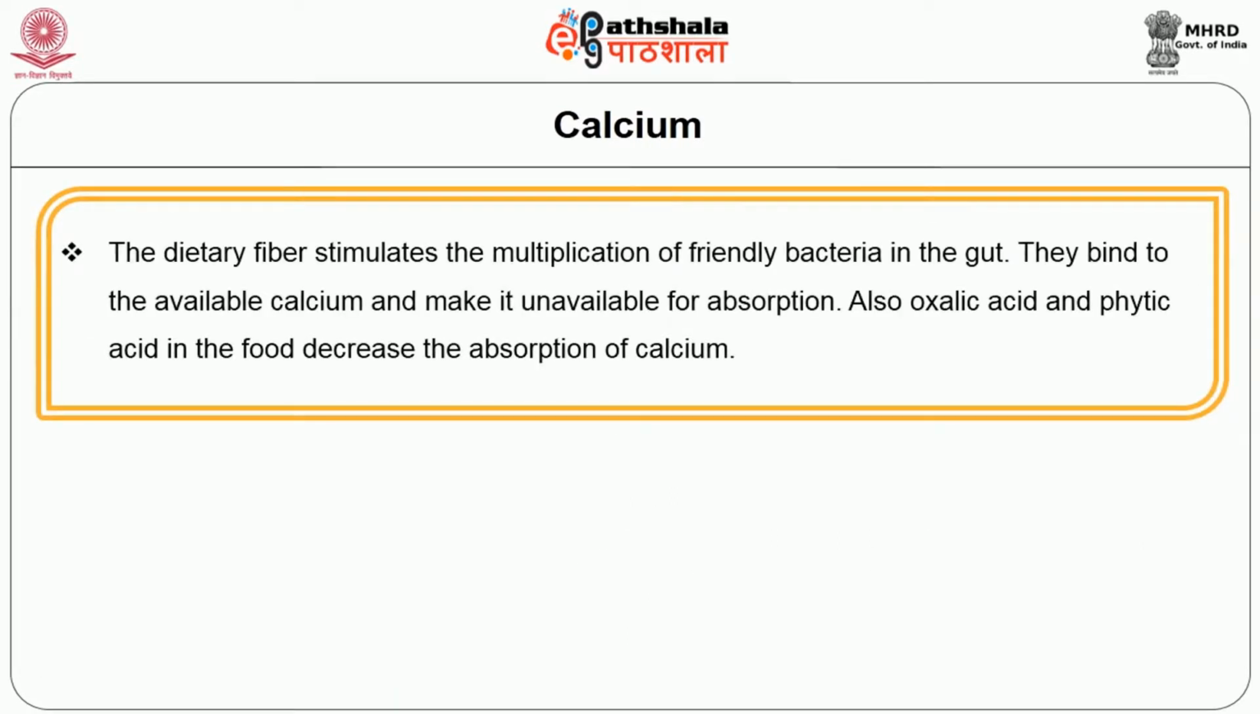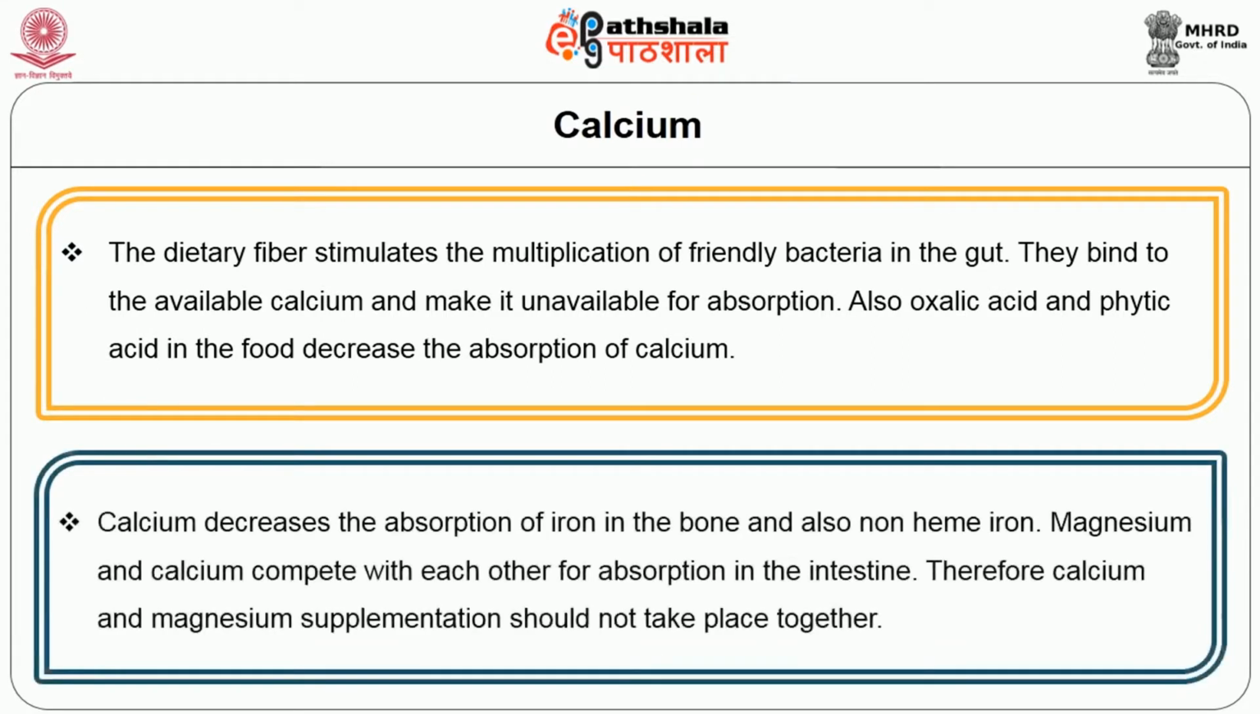The dietary fiber stimulates the multiplication of friendly bacteria in the gut. They bind to the available calcium and make it unavailable for absorption. Also, oxalic acid and phytic acid in the food decrease the absorption of calcium. Calcium decreases the absorption of iron in the bone and also non-heme iron.